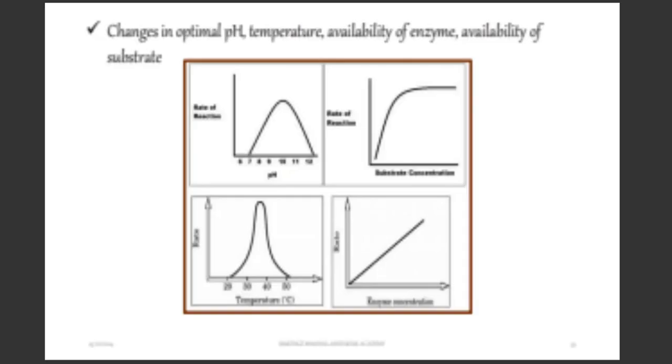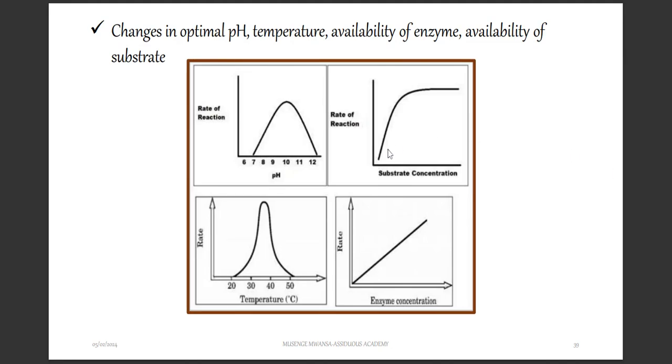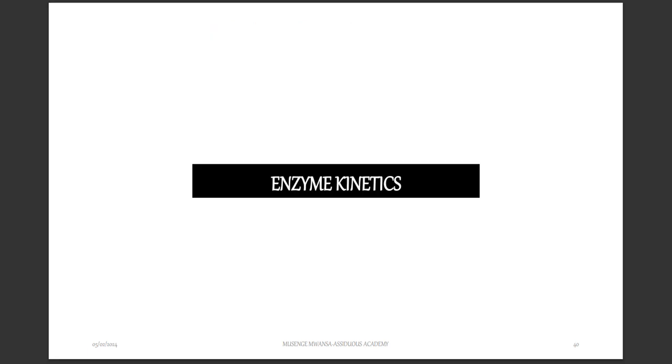How about if you change optimal conditions, for example pH, temperature, availability of enzymes, availability of substrates? What will happen? You are going to reduce the way the enzymes will be able to work. The enzymes will not work well because you have changed the optimum conditions at which they work.